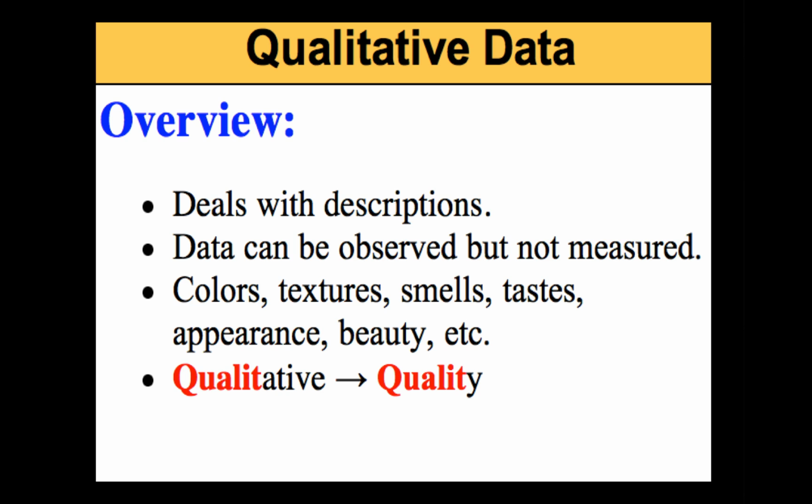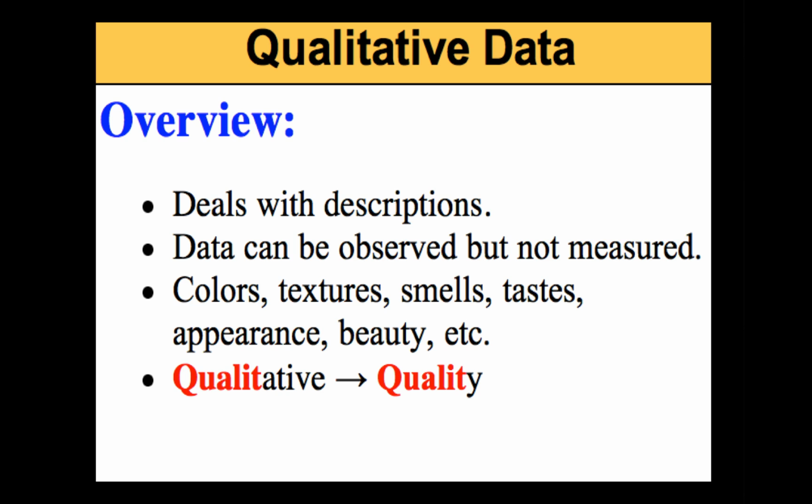Qualitative data. Qualitative data deals with descriptions. This is data that can be observed but not measured. Examples of qualitative data include color, texture, smell, taste, appearance, beauty, etc.